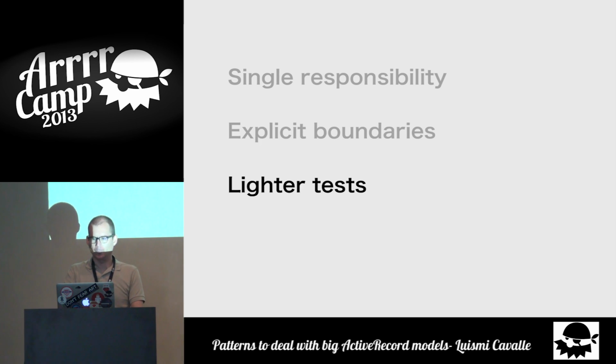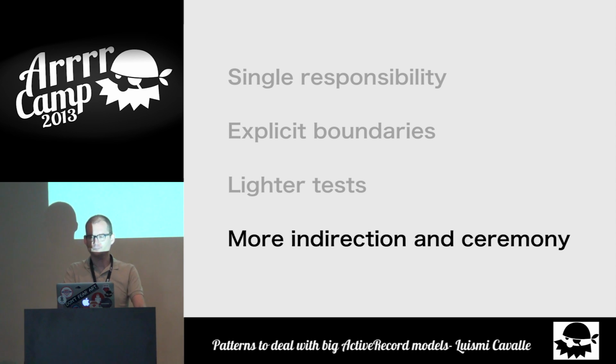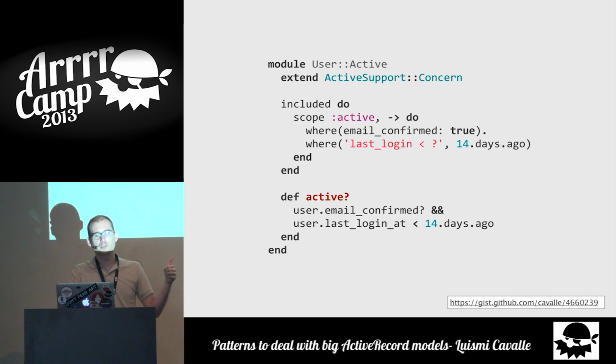happen. Third, unit tests of these objects will be very fast, as we can instantiate them even without the framework, as they are plain Ruby objects. But all this comes at a price, which is some small additional indirection and ceremony compared with the solution based on concerns. For instance, this concern with one active scope and one active method provides exactly the same functionality as the previous example using an object.